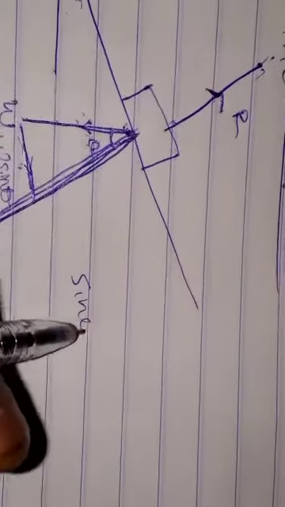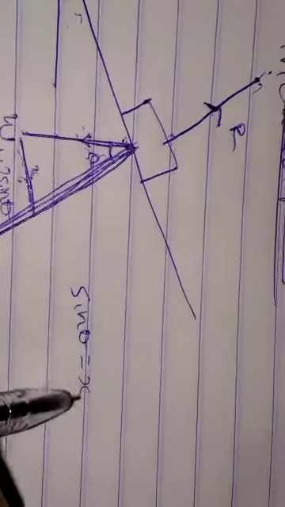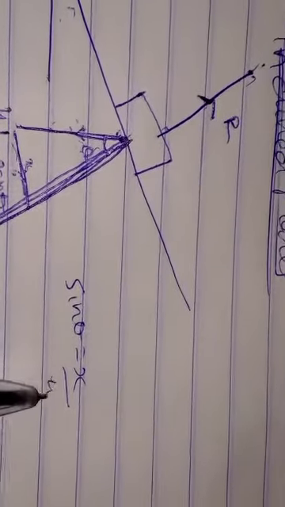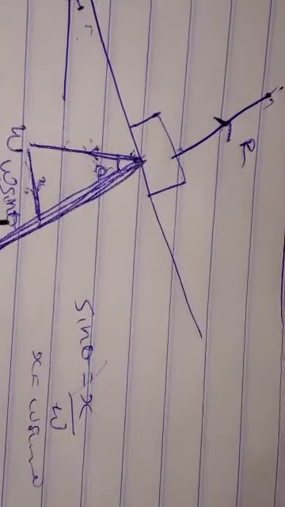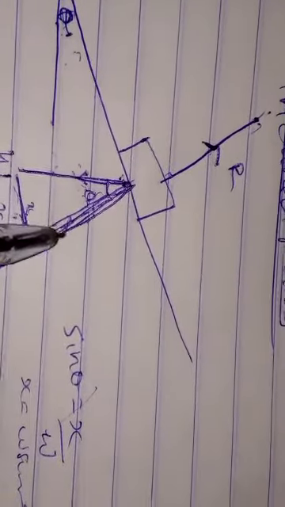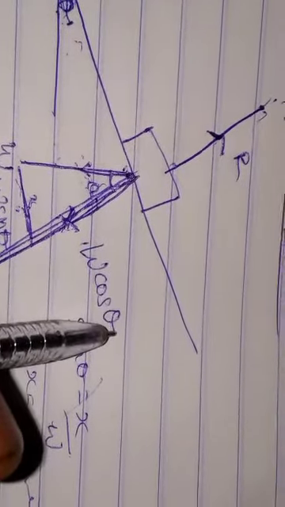W sin theta. How do I get it? Sin theta is equal to what? Opposite over hypotenuse. This is my opposite, let me call it x, equals to what? Hypotenuse W. Cross multiply, x is W sin theta. That's how I got this W sin theta. Then if I want to get this place, it will be W cos theta.